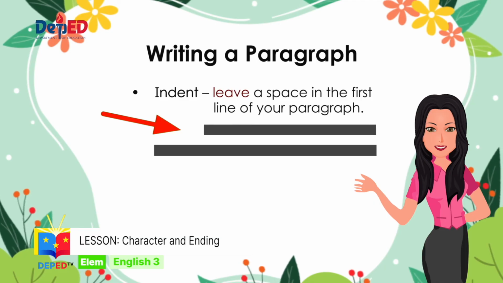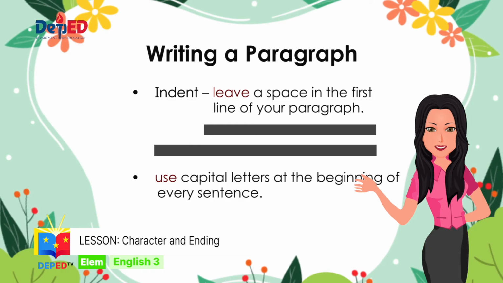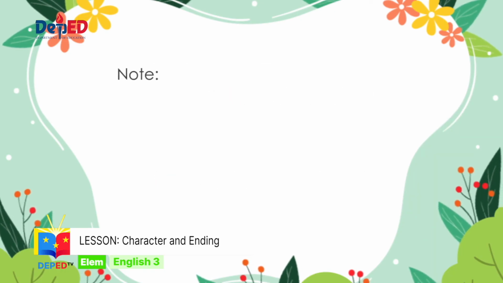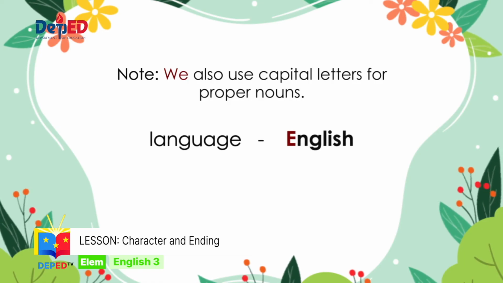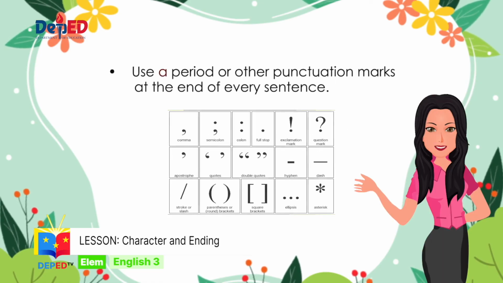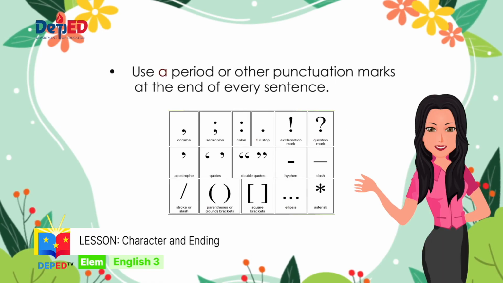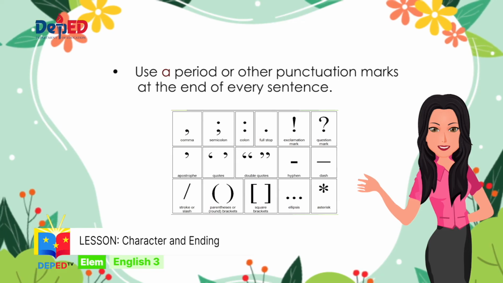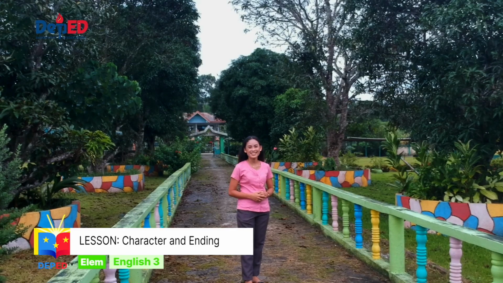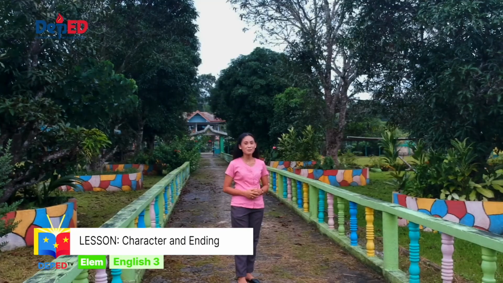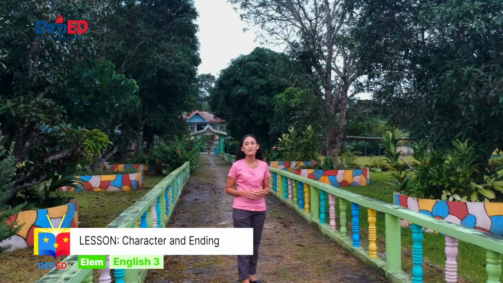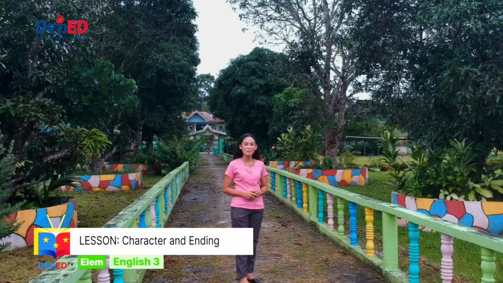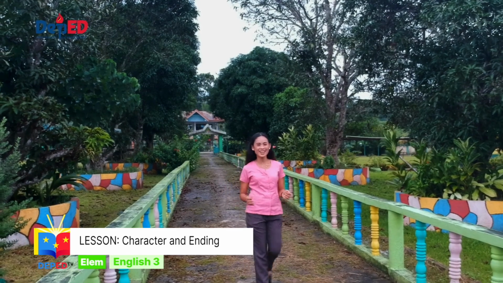Use capital letters at the beginning of every sentence. Note, we use capital letters for proper nouns. Use a period or other punctuation marks at the end of every sentence. There you have it, kids. You have learned the steps in writing an ending for a story and a lot of useful tips in writing a paragraph. But we're not done yet.